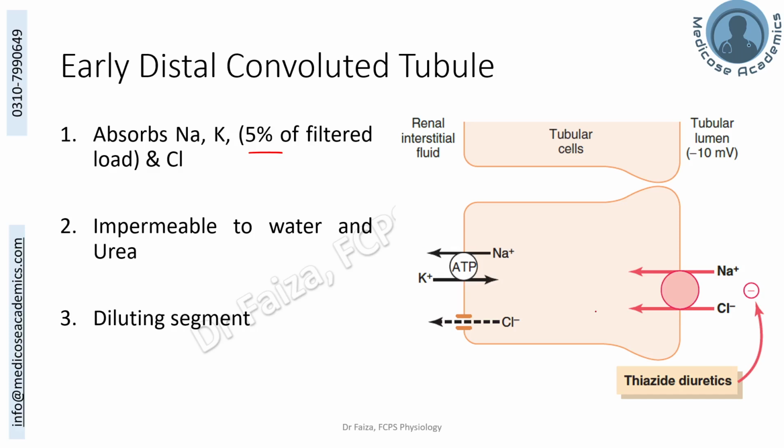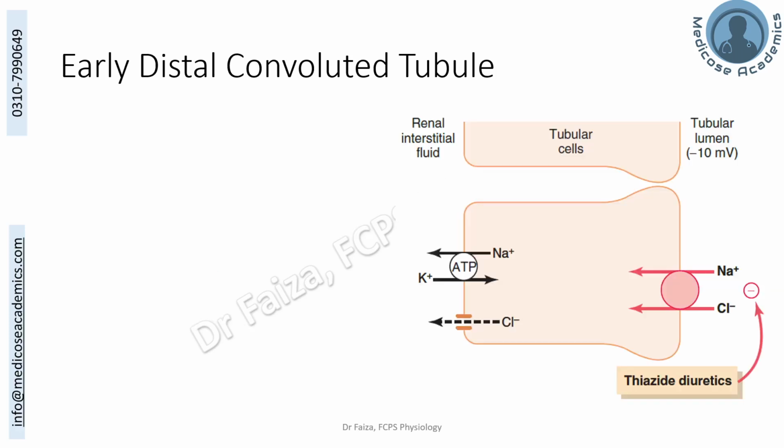Once the chloride is being absorbed, it passively diffuses by the leaky channels into the interstitium. This segment is again impermeable to water and urea like that of the thick ascending limb of loop of Henle. That is why we also call it the diluting segment, as the salts are being reabsorbed continuously but water is left behind, thus diluting the tubular fluid content further.